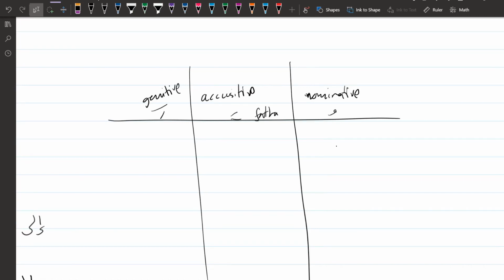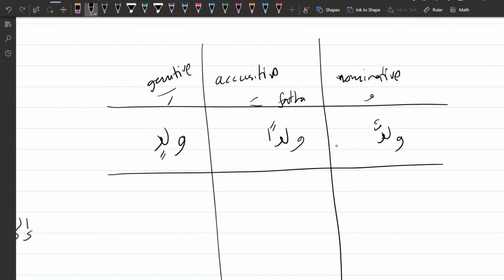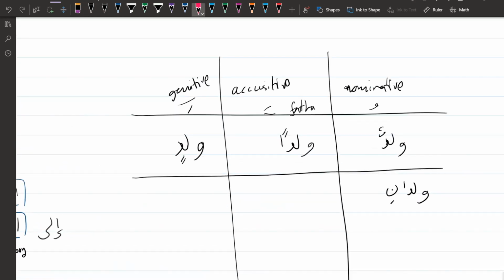into three different states. We have waladun, which is our nominative. We have waladan, which is our accusative. And we have waladin, which is our genitive, the kasra state. But what we want to know is, when we add dual, we get into trouble. As soon as we add waladani, we already see something is happening. This fatha, dhamma, kasra is not working.